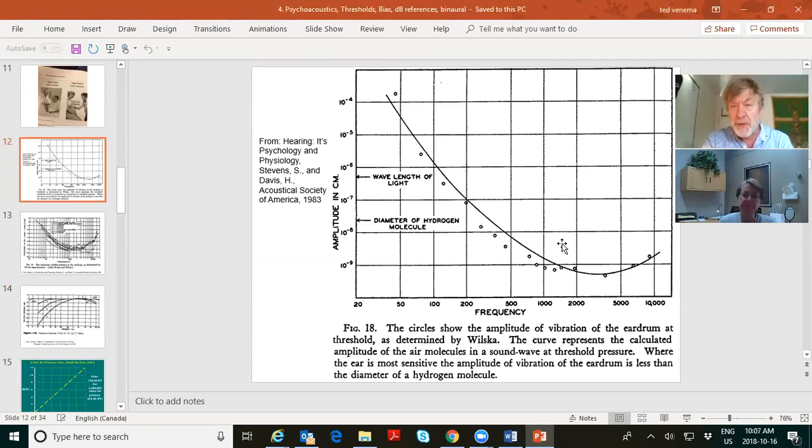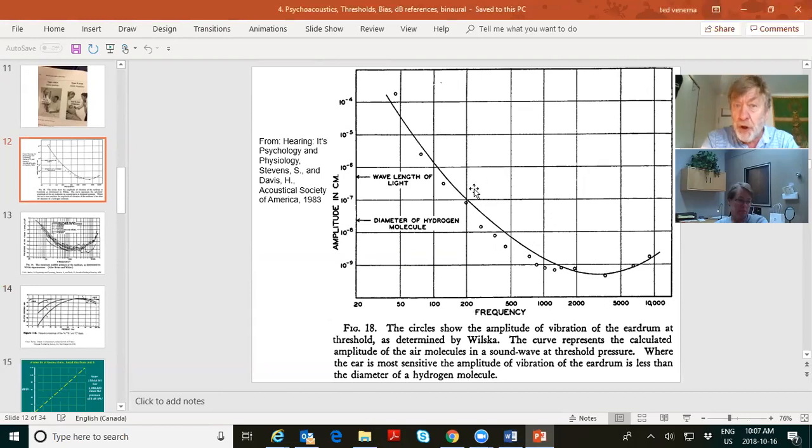And look where I'm circling, right here. The eardrum vibration is less than the width of a hydrogen atom. So look at this amount of movement of the eardrum at threshold between around 2 to 5,000 hertz. If I presented those sounds at a soft level that a normal hearing human being could barely hear, and I measured the movement of the eardrum, it would be moving less than the width of a hydrogen atom. Okay?